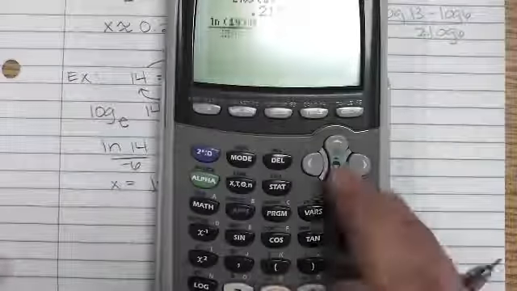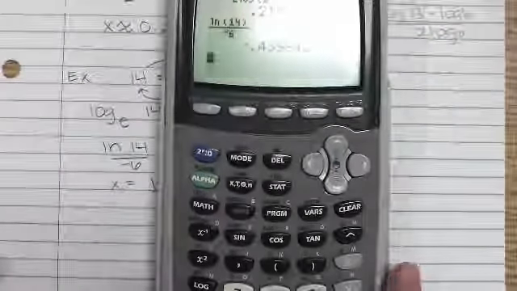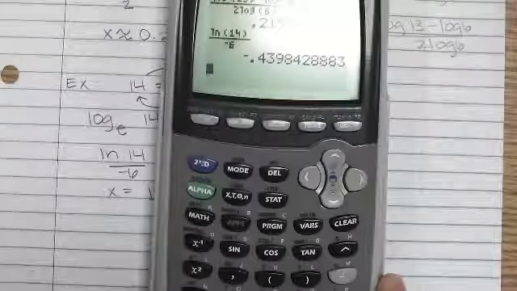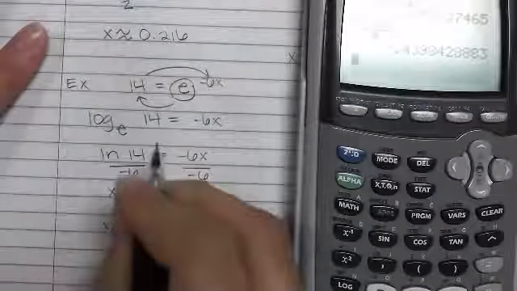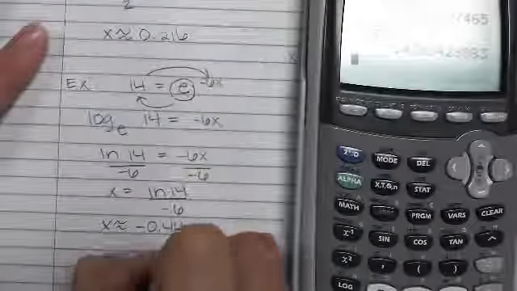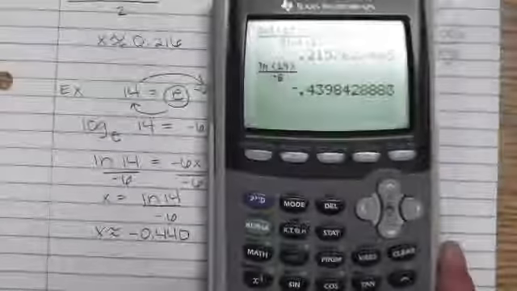So the exact answer is that x equals ln 14 over negative 6, and the approximate answer is negative 0.43, well, 440 is what it would be. Because 39 is followed by an 8, so that rounds up to 40.